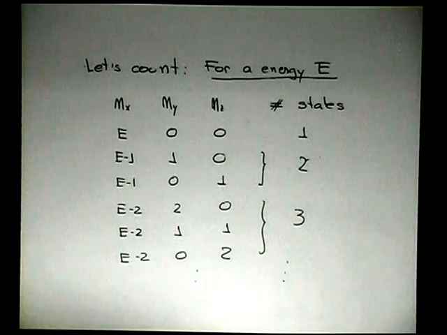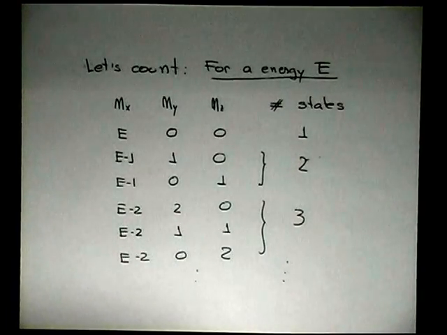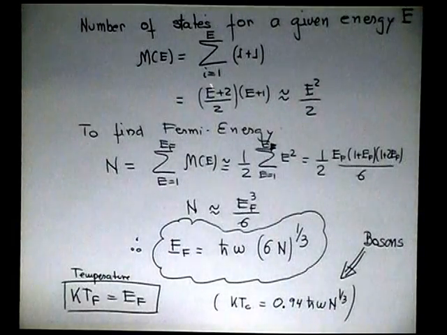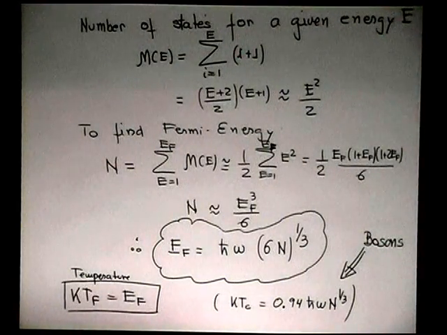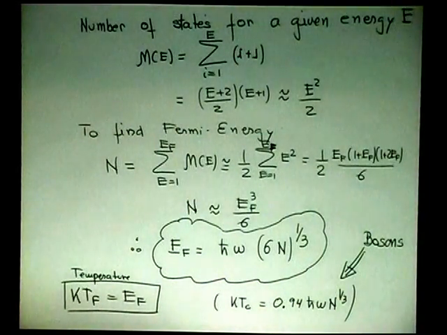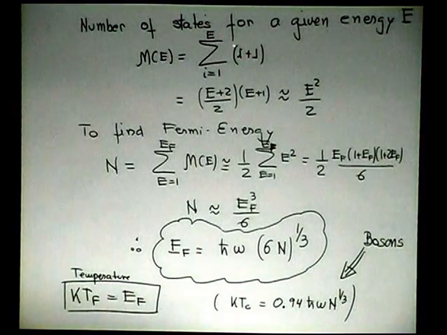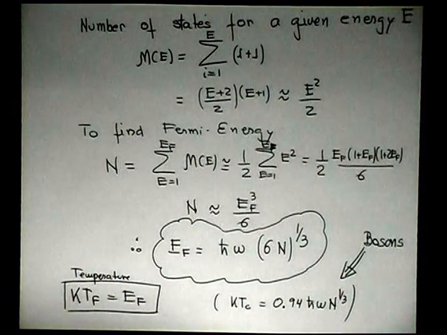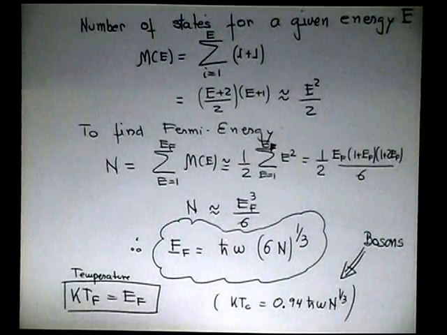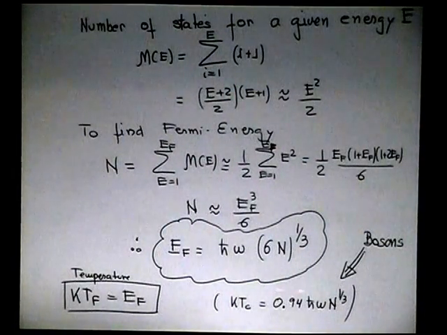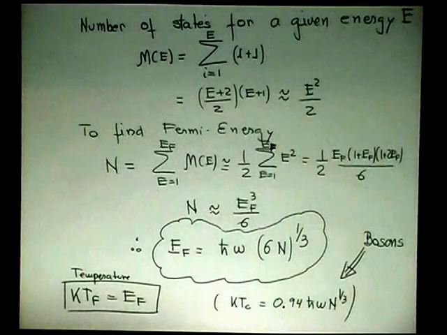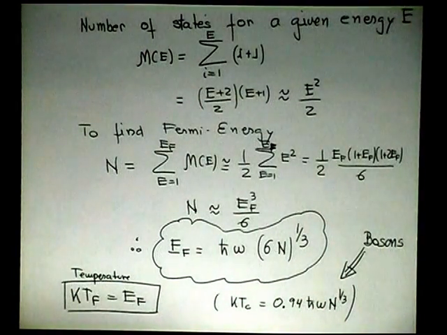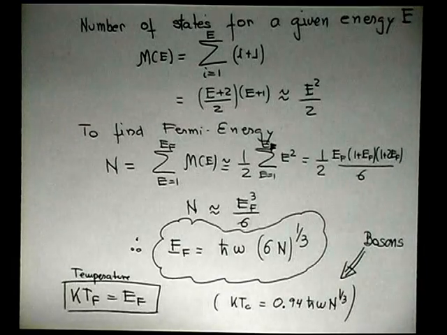And you can count. And what's very interesting, when you do this counting, you find that the number of states for a given energy E is just this series: the sum from 1 to E of I plus 1. And everybody can do this series. So you do this series, and then you come here and make some approximations, and you find out what the Fermi energy is. This is for a harmonic oscillator. I put here the critical temperature for a boson system.